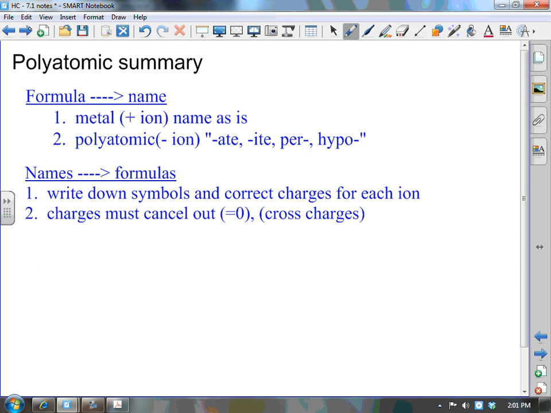Okay, so naming these polyatomic compounds. Everything's exactly the same that we did with ionic binary compounds. If you're given a formula, you need to write a name.